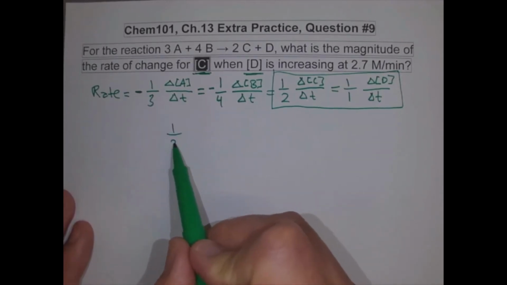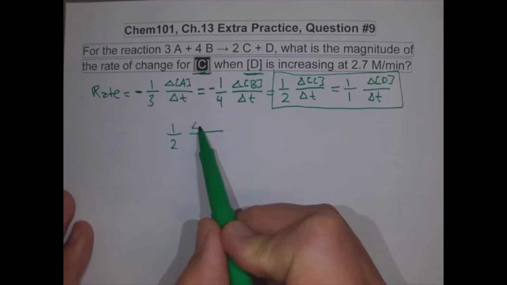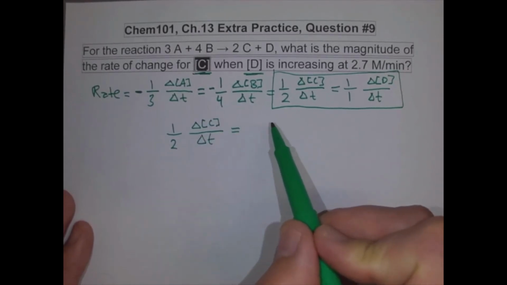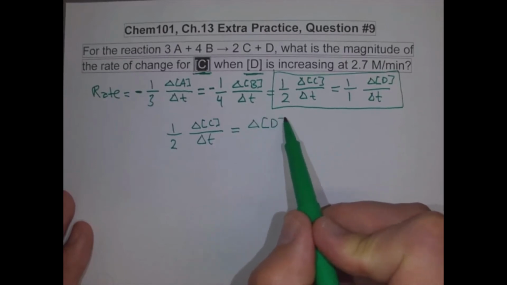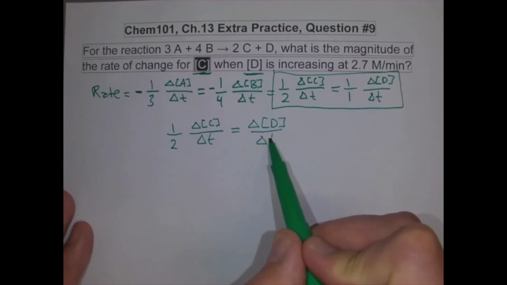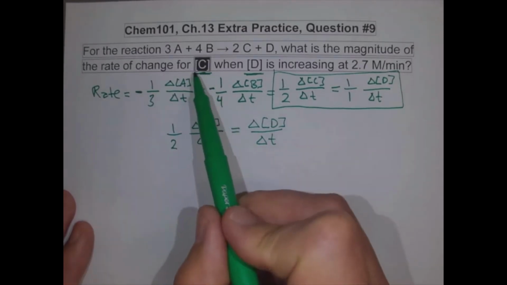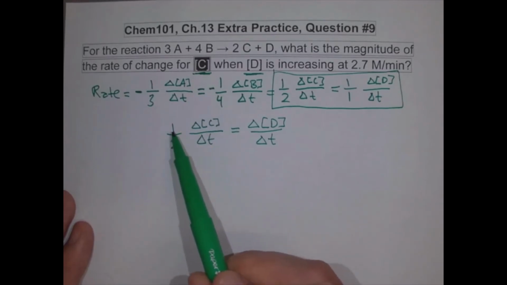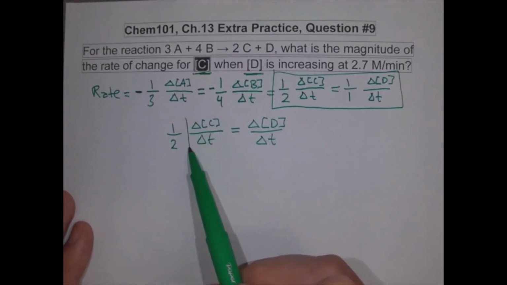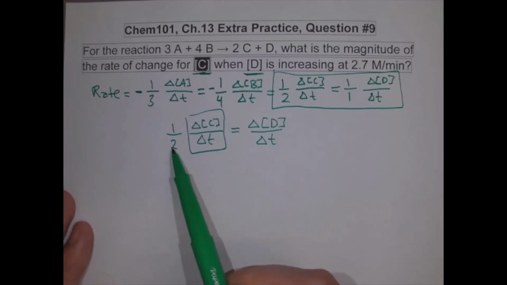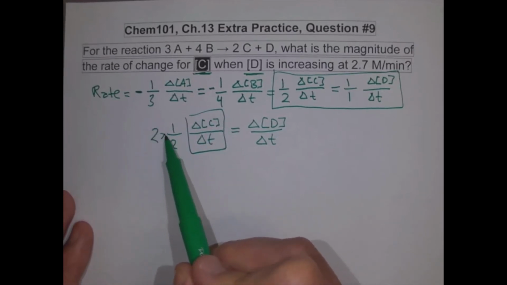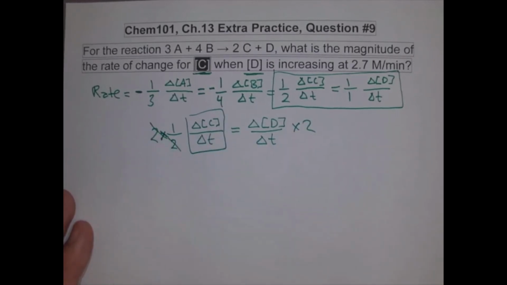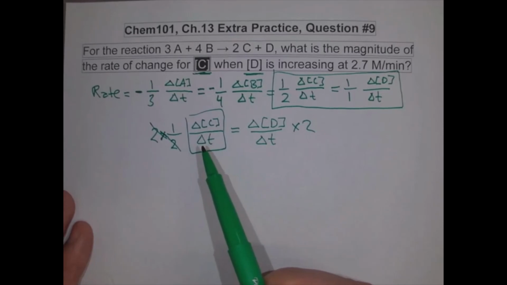So 1 over 2 times the change in the concentration of C over the change in time equals the change in the concentration of D over the change in time. Now what I want to find is the change in concentration of C. I don't want 1/2 times the change in concentration of C, I just want that right there. So I need to get rid of this 1/2, and of course I can do that by multiplying both sides by 2. Okay, so now I have isolated that term.